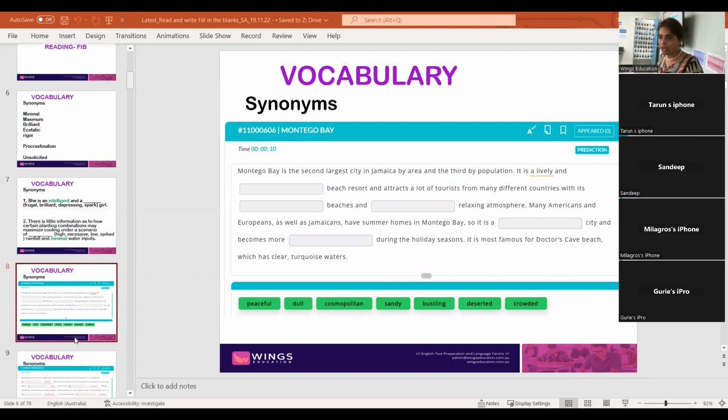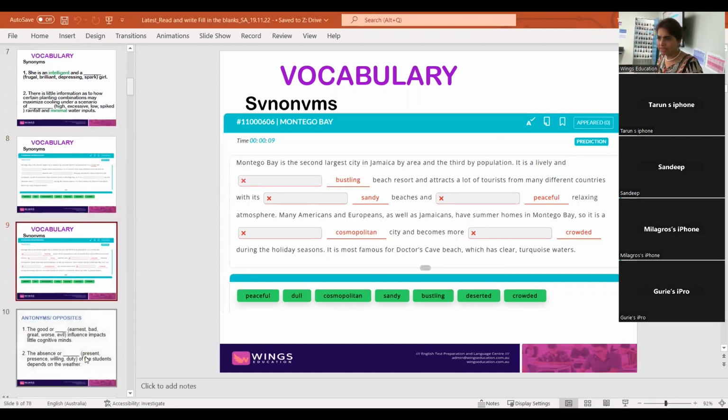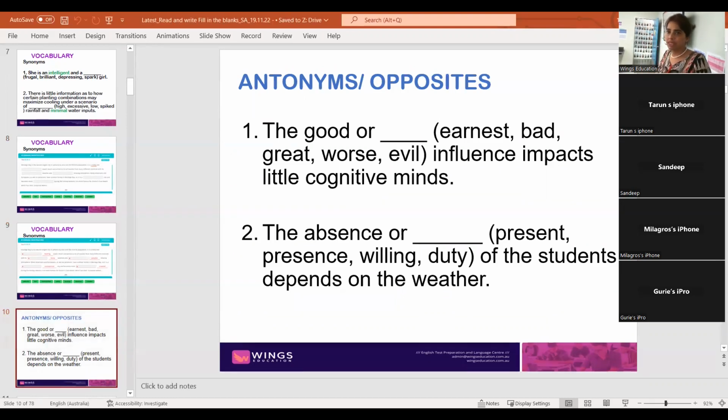All right, so let's go next and see the answers. Cosmopolitan and crowded during holidays. How does opposite help you? Let's see.